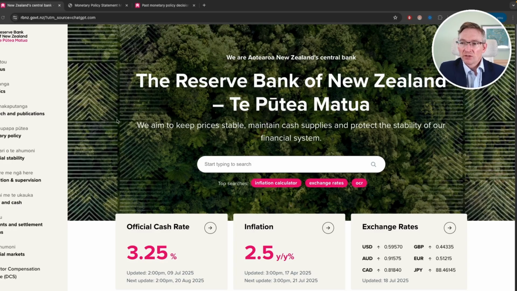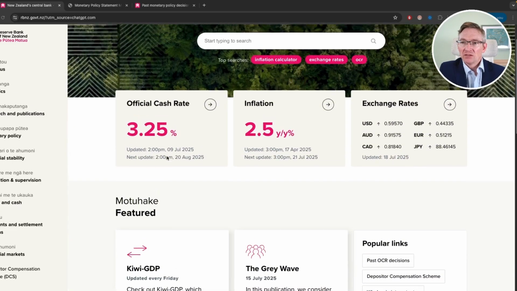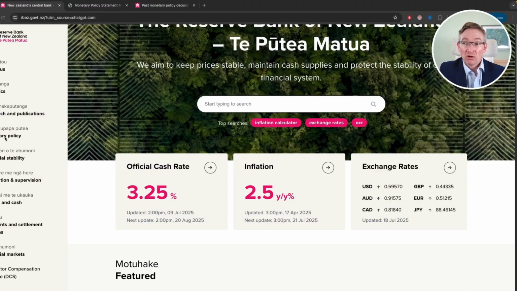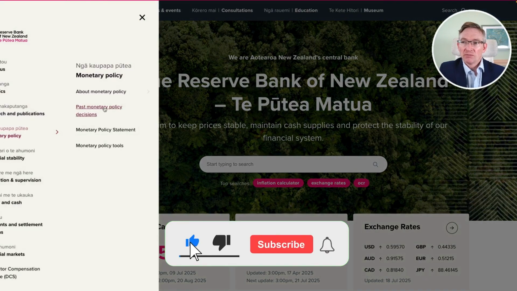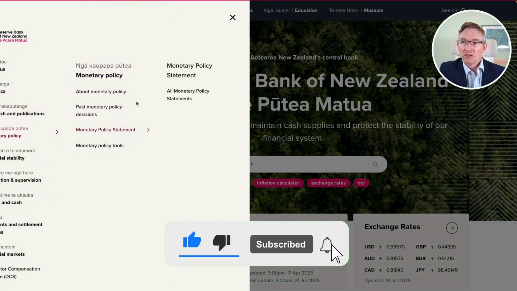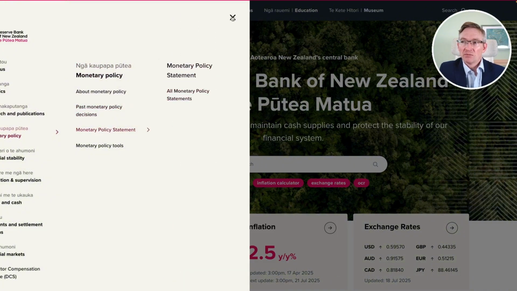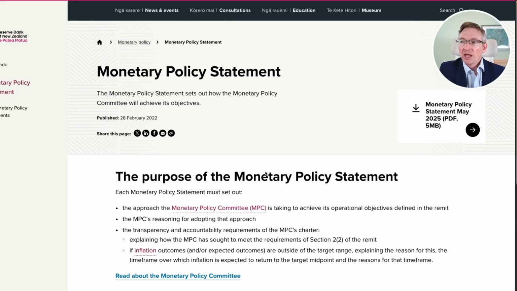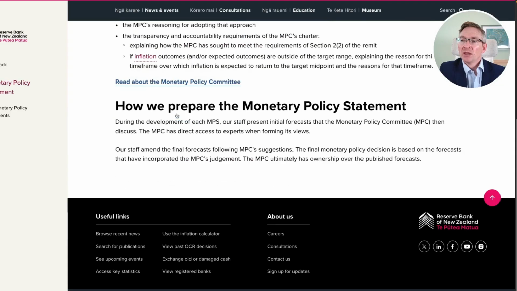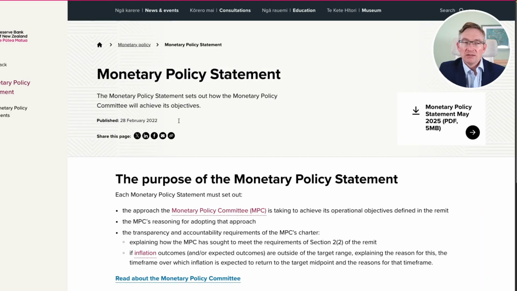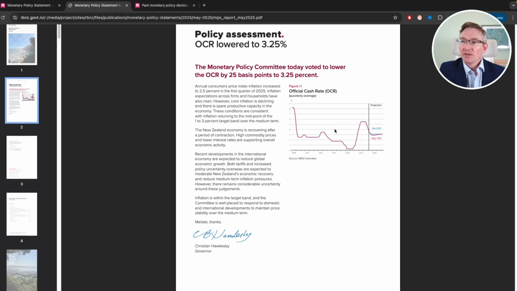So here on the website, you can see the official cash rate decision is there, and you've got the link to monetary policy. So you want to click to monetary policy, and when you go to monetary policy, you want to click on the statement, and then you get the latest monetary policy statement there, and you download it here. Okay, so you can see that's the last statement. Now, it can be a bit fiddly, the Reserve Bank of New Zealand monetary policy statement, to find the relevant details. So once you've downloaded it, you get the decision.